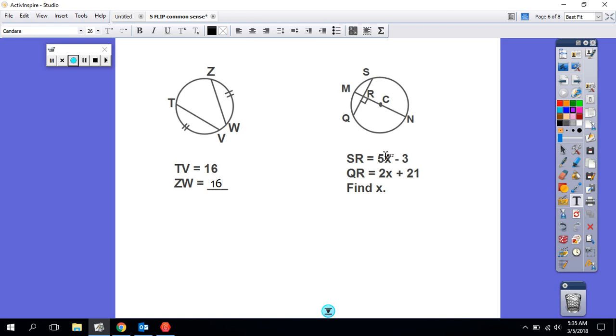All right, and for this example, segment SR is given as 5x minus 3. Segment QR is 2x plus 21. Notice that the diameter MN is marked as perpendicular to chord SQ. That means that the diameter MN bisects SQ. So these two would be congruent. So you should have set up your equation as 5x minus 3 equals 2x plus 21. And when you solve your equation for x, you should get x equals 8.